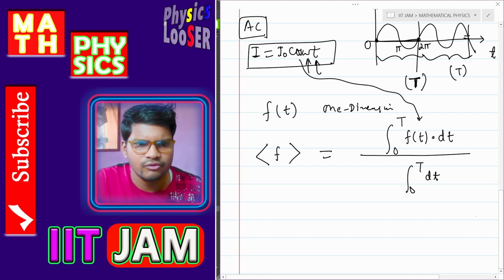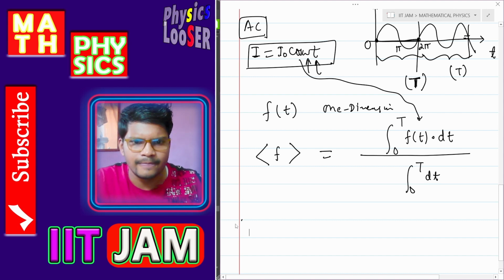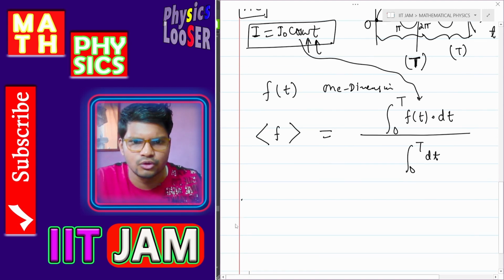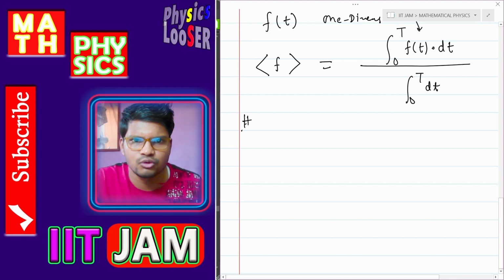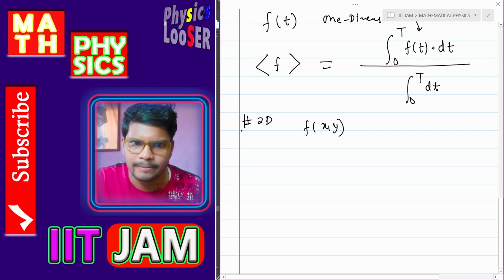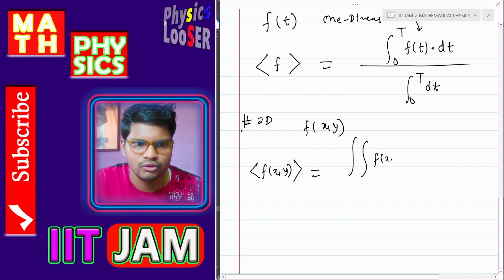Now in 2 dimensions, we are going to just extend this idea: instead of one variable, f depends on x comma y. So I can find the average value of this particular function over some particular limits. I'm going to first write f of x comma y, let us say, in dx and then dy.